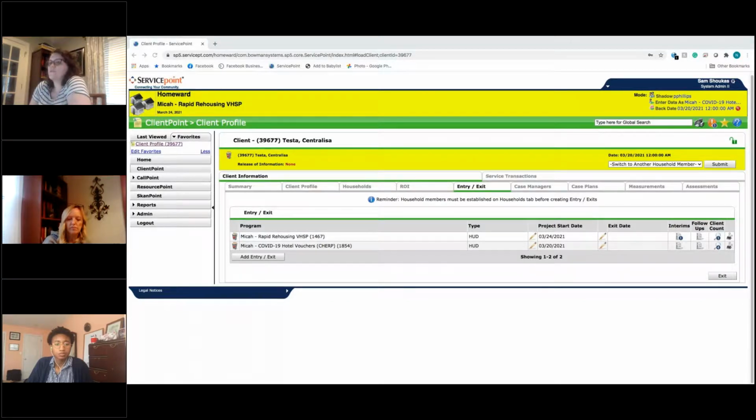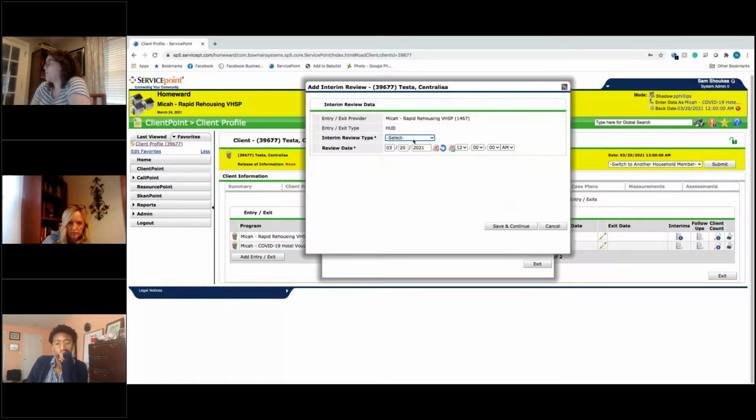The final thing that I just wanted to mention was annual assessment. All of our projects, if you have someone who is in your project for over a year, requires an annual assessment. The screen looks very similar to the update screen. You actually get to it the same way. You're just going to click annual assessment over update.